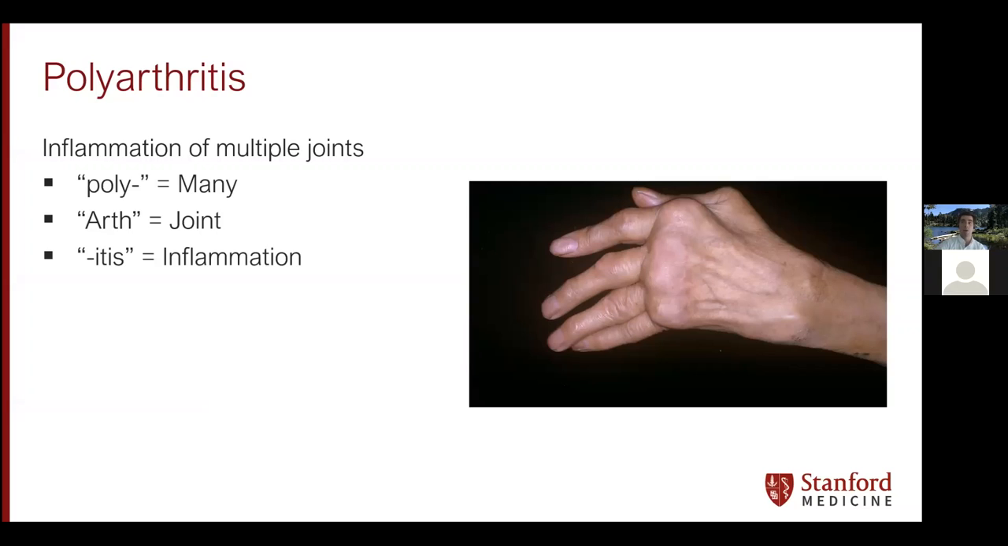Whereas something like gout just affects a single joint, most classically the toe in podagra. Podagra is the term for gout in that single toe. And so that differentiates a polyarthritis from a monoarthritis, or a single joint. And then oligoarthritis is somewhere in between. So it affects a few joints.